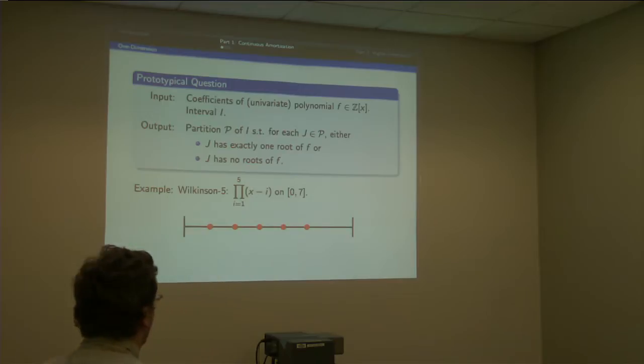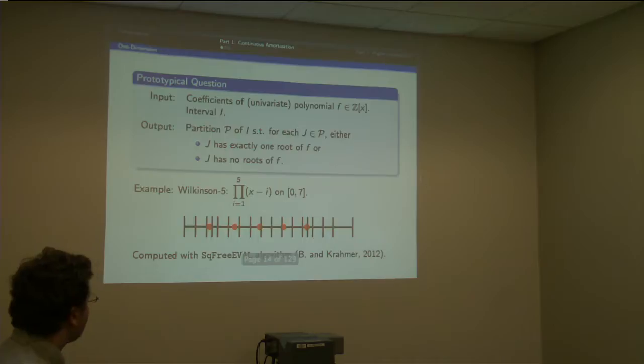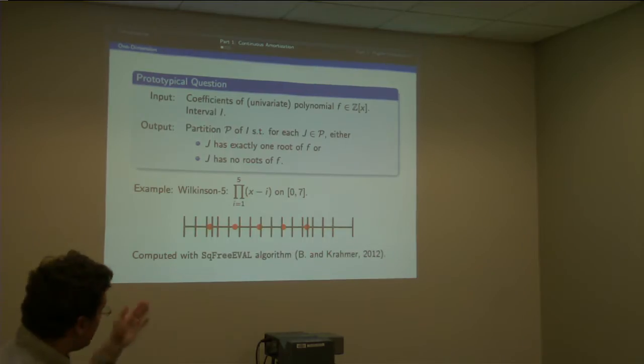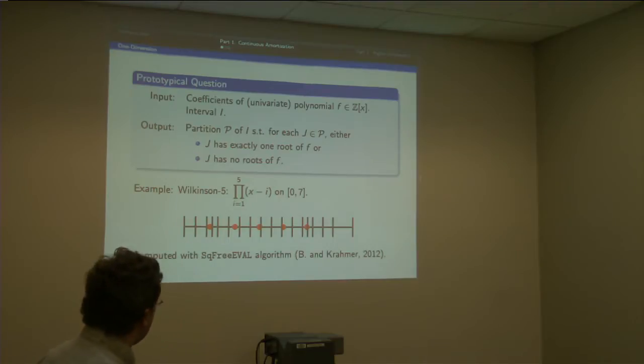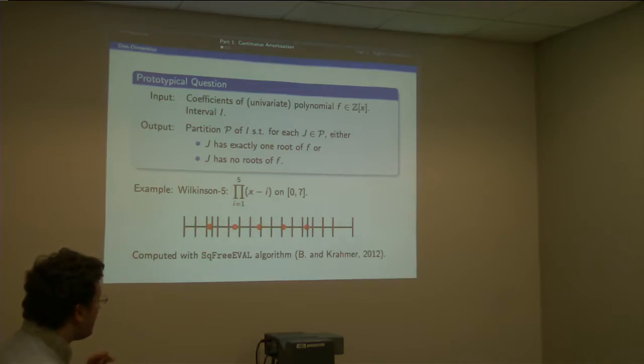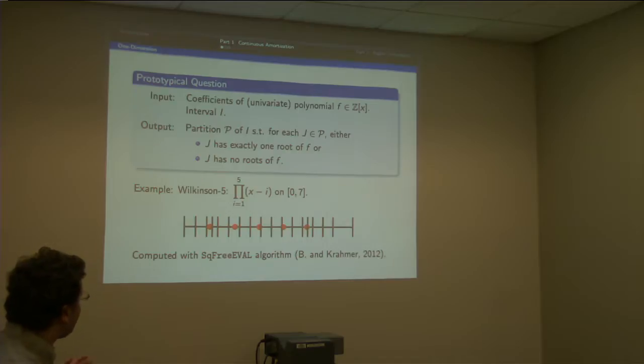Okay, so Wilkinson 5 has roots at 1 through 5, and the interval is 0 to 7. So say I break it up like this. Each of the vertical bars represents the edge of a sub-piece that I've broken it up into. And each sub-interval has either one root or no roots. You'll notice that there's more intervals than are strictly necessary. That's important because we're going to have to deal with that later. But the idea is you're breaking it up. On each piece, there's something easy to understand that's going on, and you want to count how many pieces you get.